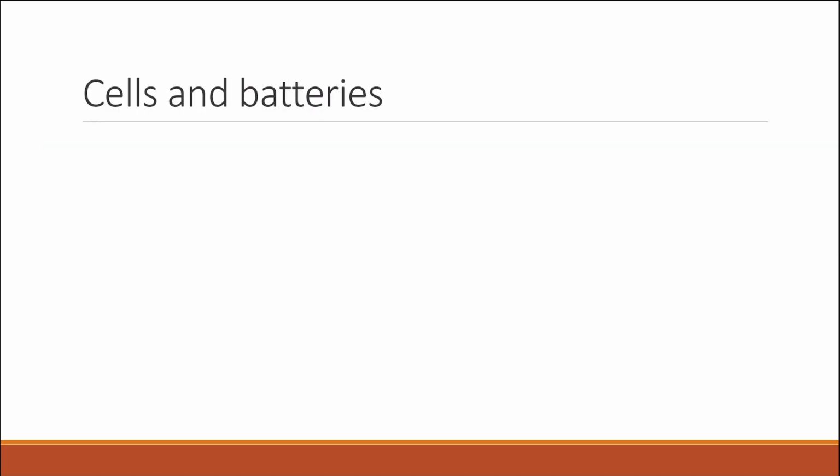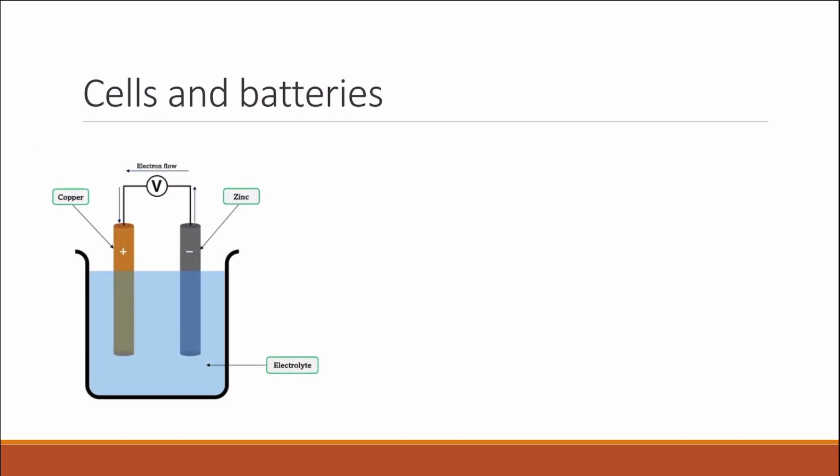So what is the difference between a simple electrochemical cell and batteries? A simple cell like this one is made by connecting two different metals as electrodes in contact with an electrolyte. So we assemble two electrodes with an electrolyte to create a charge difference between the two electrodes.